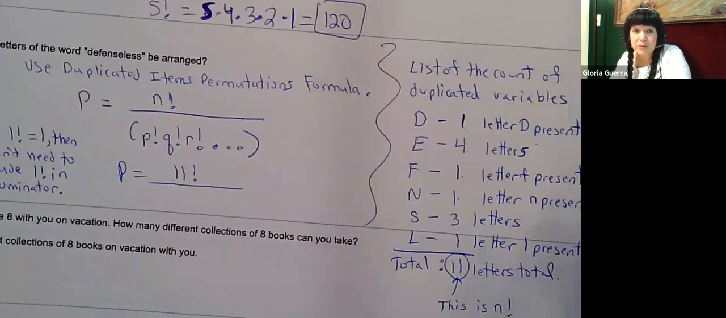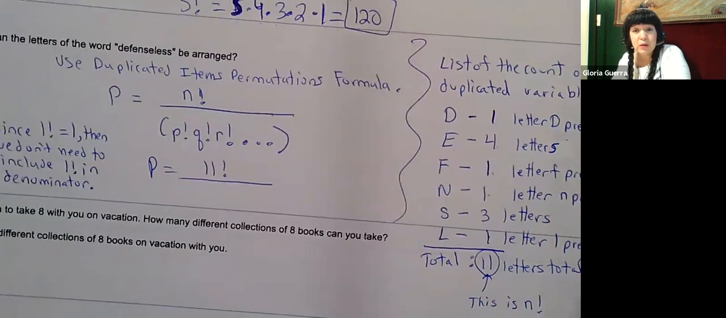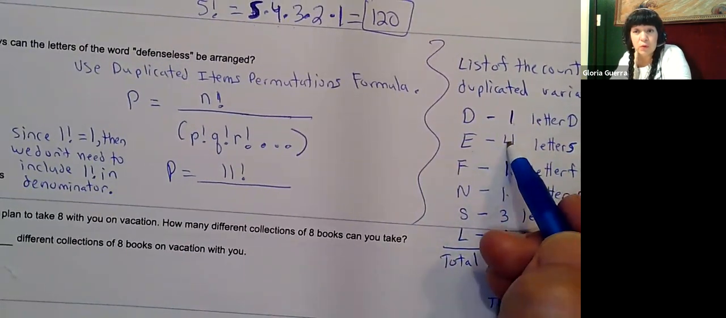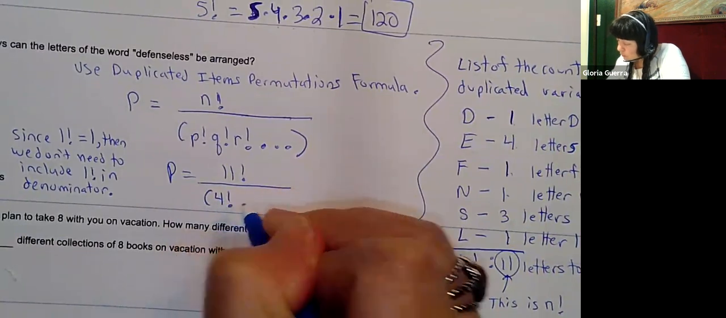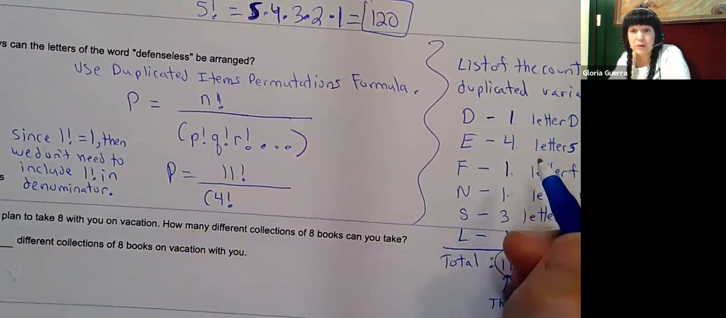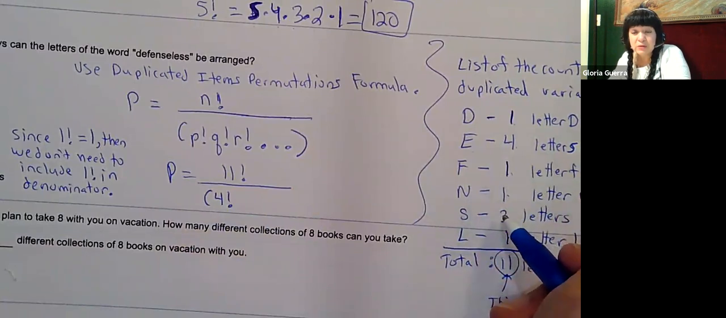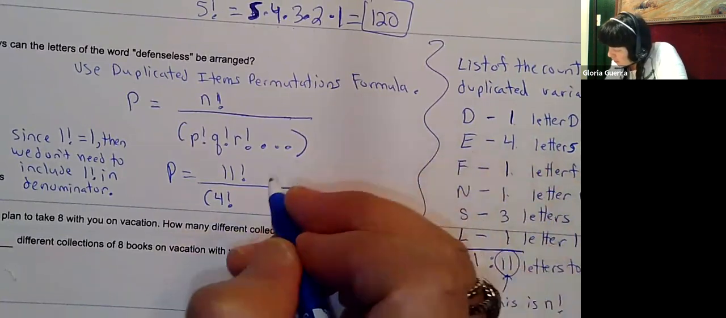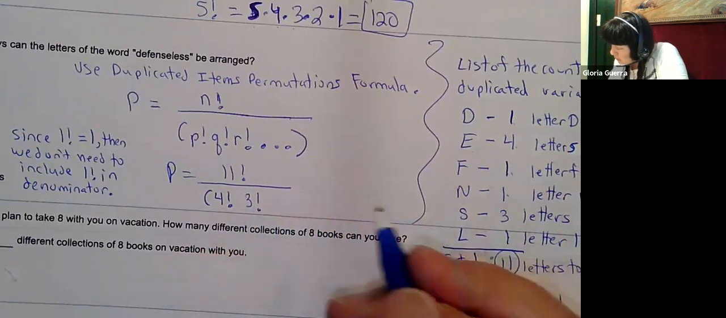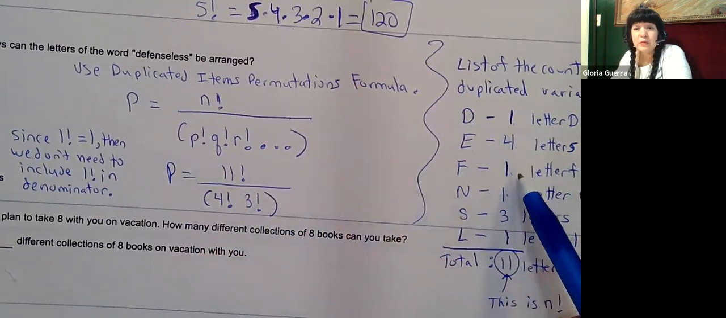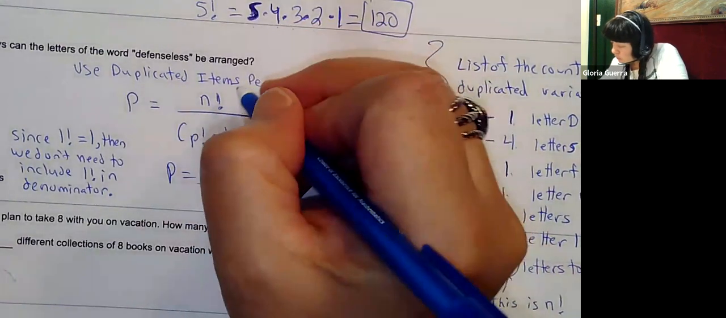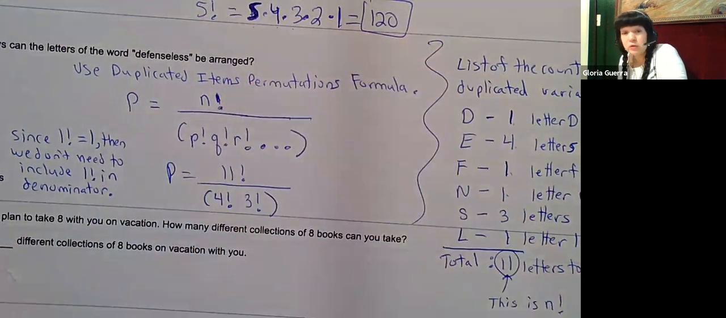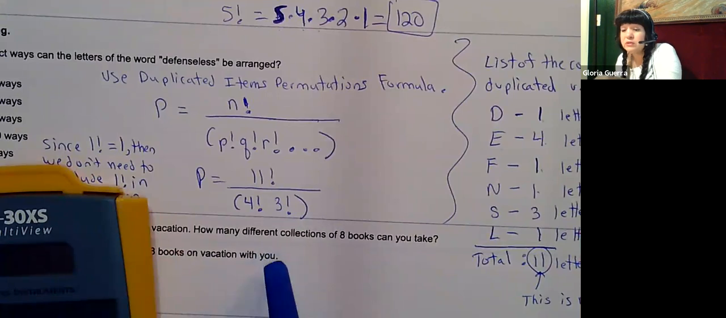But anything else that repeats, we do need that. So see, like this E, it shows up 4 times, so you need parentheses 4 factorial, and then it's times, right, times, and then you need this, see this S 3 times, you do need that 3 factorial. But then that's it. And we already used 11 as a total. 11 goes in the numerator.